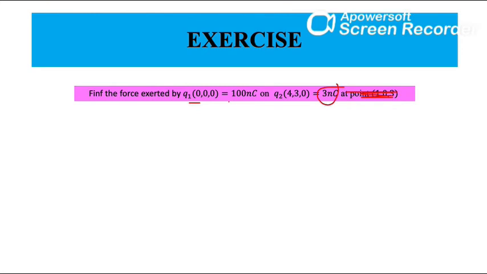Now before leaving this exercise, ask yourself one question: does this answer make sense? Well, the answer makes sense because look at where the charge Q1 is placed. It is at the origin. Now Q2 is placed in the xy plane only, at 4 and 3, and the z component is 0. So the force acting on Q2 must originate from the origin, because the Q1 charge is at the origin, and be directed to Q2, and this force will only be in the xy plane.